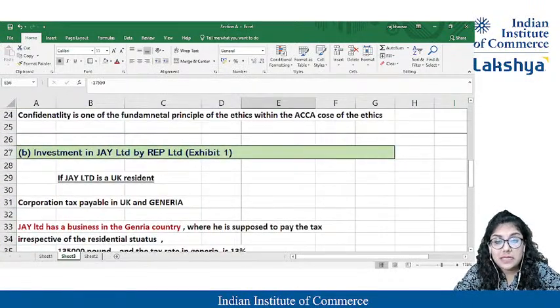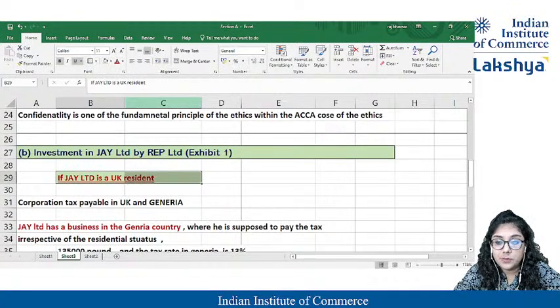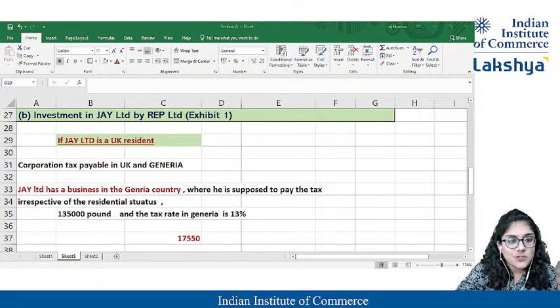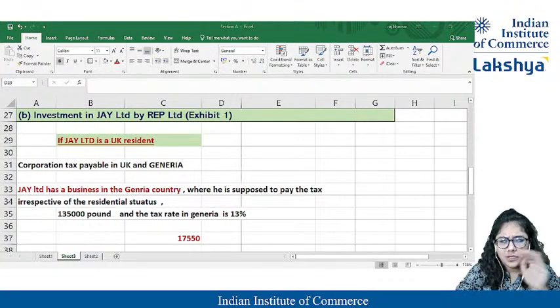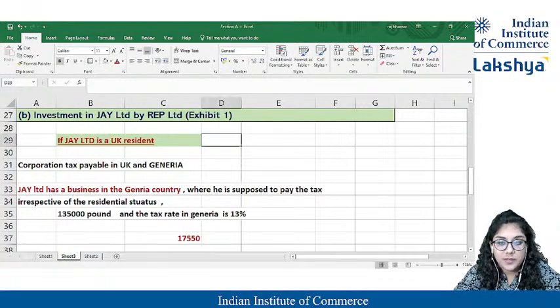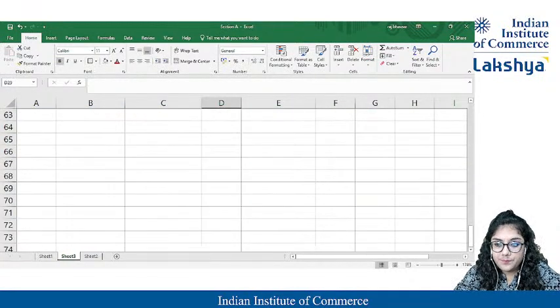Did you understand this? If he is a resident in UK. But students, if he is not a resident in UK, then what will happen? If he is not a resident in UK, simple, he need not pay anything in UK, that's all. UK will not charge, because if he is not resident in UK, then not all the property and not all the income are charged in the country in which it is. So if he is not a resident, he has to pay only the taxes pertaining to that country.